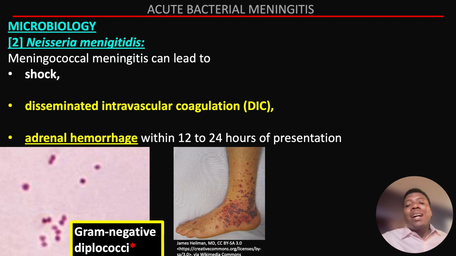Some other very important complications of Neisseria infections is that patients may develop septic shock, they can develop disseminated intravascular coagulation, or DIC for short, which is why they develop the classic purpuric rash, and they can also develop adrenal hemorrhaging that results in an adrenal crisis within 12 to 24 hours of presentation. If they develop an adrenal crisis due to adrenal hemorrhaging, we call that Waterhouse-Friderichsen syndrome.